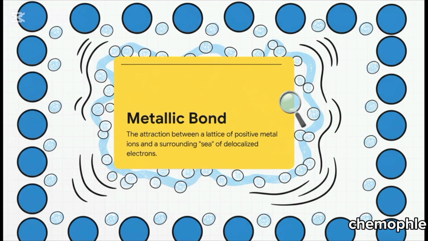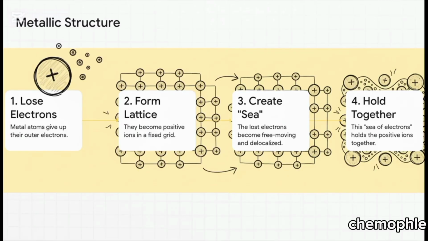It's kind of beautiful, really. Unlike our other bonds, the electrons here don't belong to any one single atom anymore. They've all been donated to this collective pool that just flows freely around a grid of positive metal ions. So here's how that sea forms.